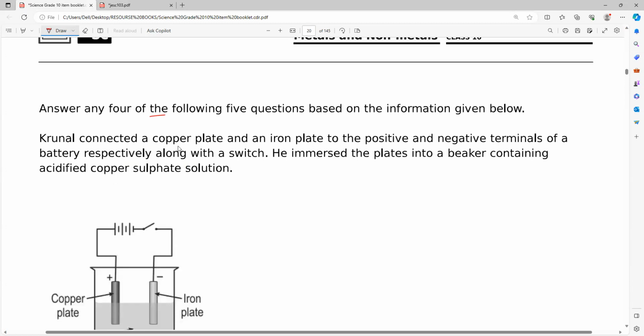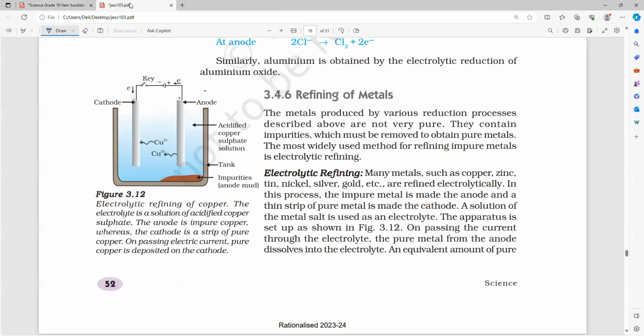Answer any 4 of the following 5 questions based on the information given below. Krunal connected a copper plate and an iron plate to the positive and negative terminals of a battery respectively, along with a switch. He immersed the plates into a beaker containing acidified copper sulfate solution.